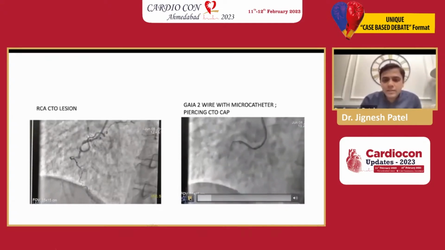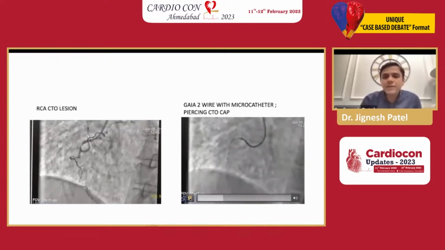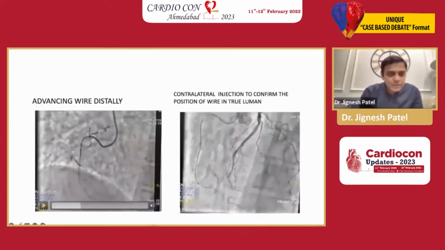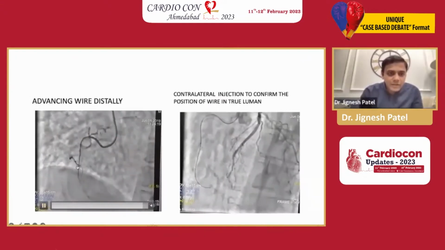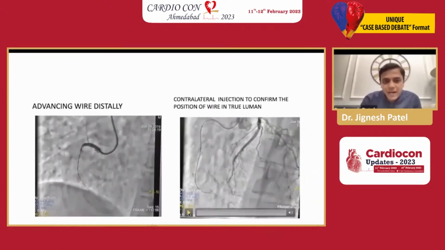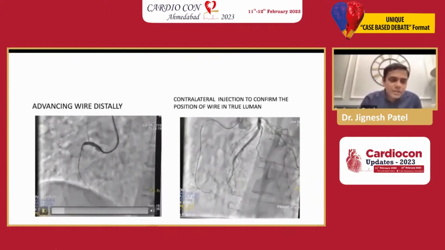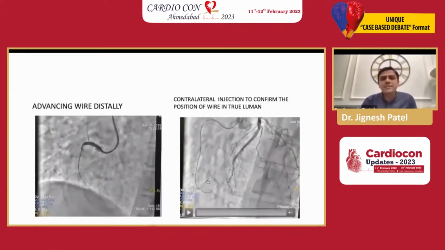After that, gradually we advanced the wire till the distal RCA, with the help of the microcatheter over the next 20 minutes. As we are using a hard wire here, we cannot manipulate the wire like floppy wires, because there is always a chance of perforation in such patients. So we have to be very careful while manipulating hard wires in the coronaries, because a perforation of the coronary arteries may cause tremendous emergency conditions like cardiac tamponade.